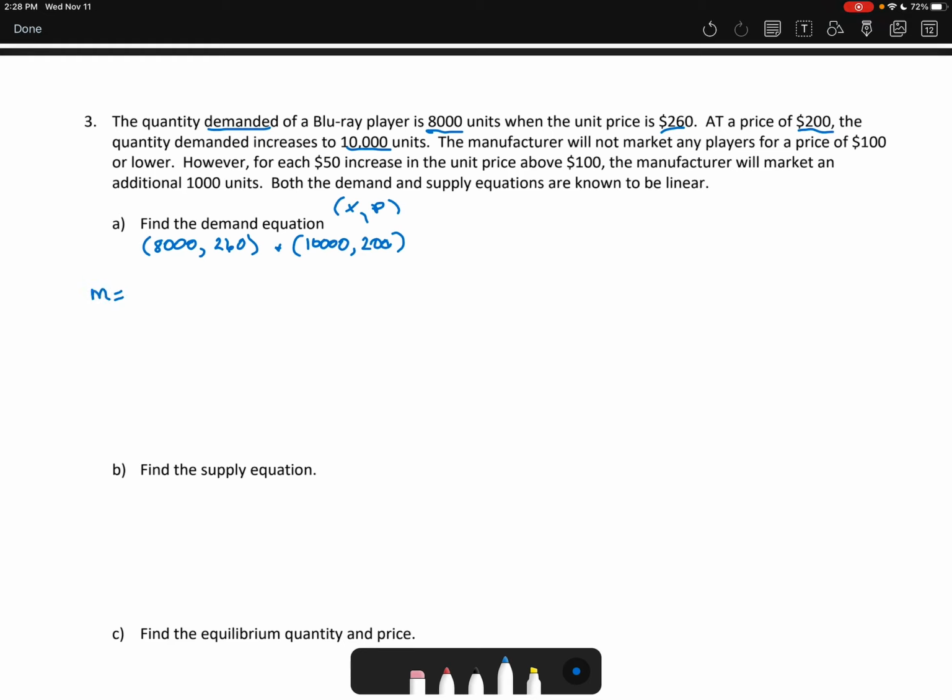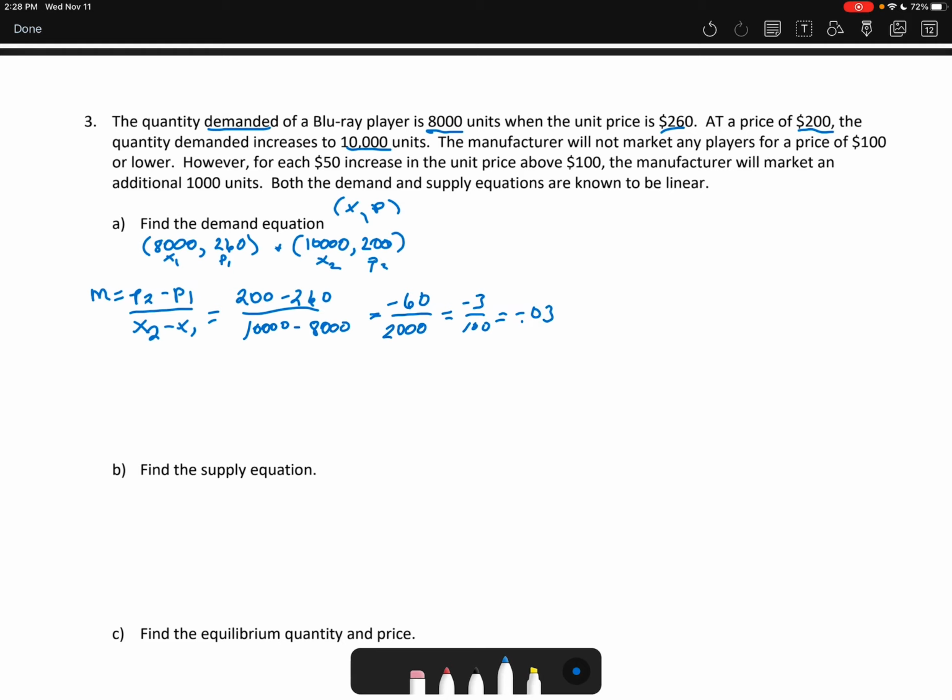So the first thing I'm going to do is use our slope formula. In this case, again, we have x's and p's for price. So slope is p2 minus p1 over x2 minus x1. So 200 minus 260 over, going in the same order, 10,000 minus 8,000, negative 60 over 2,000. When I reduce that as far as I can, I get negative 3 over 100. And as a decimal, that's negative 0.03.